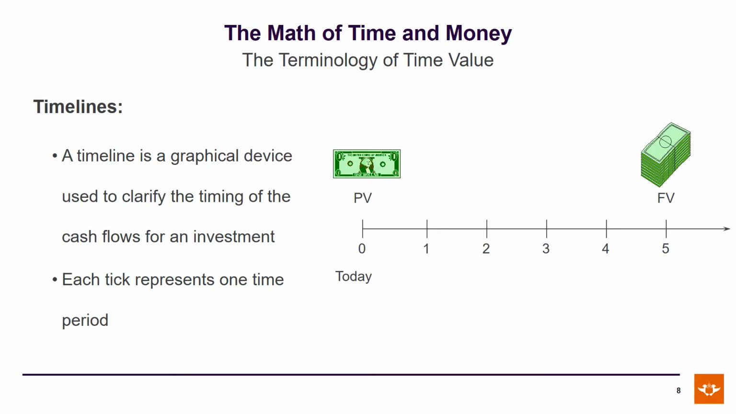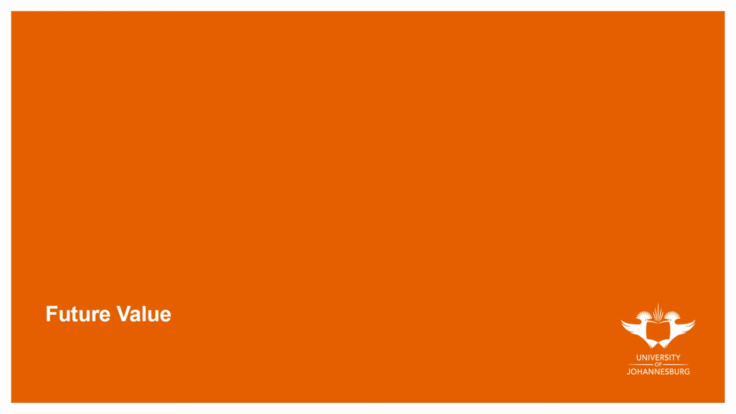Future value refers to the value of a sum of money that we have today at some point in the future. So if we have 500 Rand today, then the future value of 500 Rand in 1 year's time is how much that 500 Rand has grown to in a year's time.